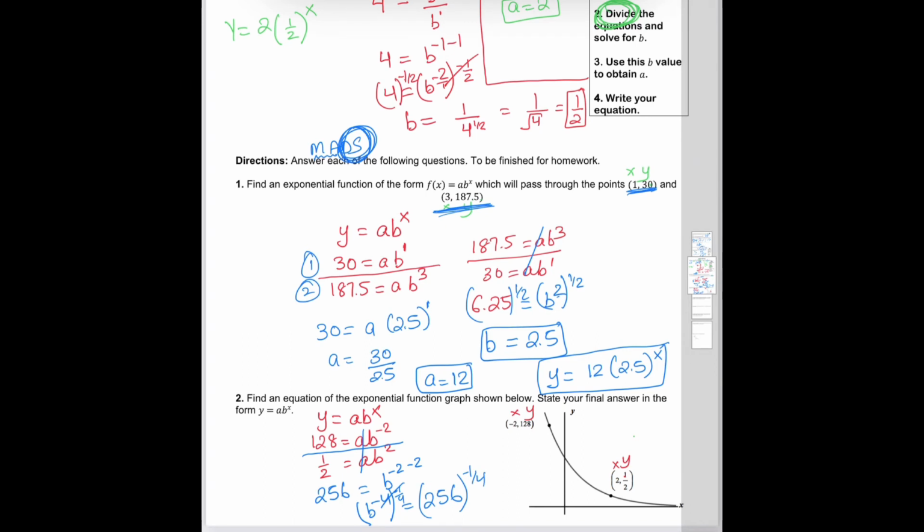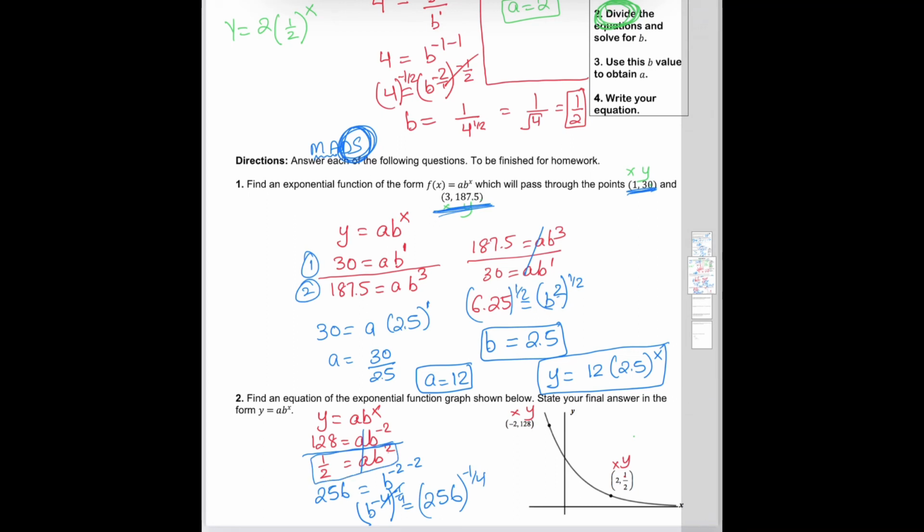I don't want to use decimals. I know if you put this in the calculator, you would have gotten 0.25. So do math, enter, and that would give you 1 over 4. Okay? Please don't use decimals. Use fractions only. So you got your b. Now you want to use that b and find your a.